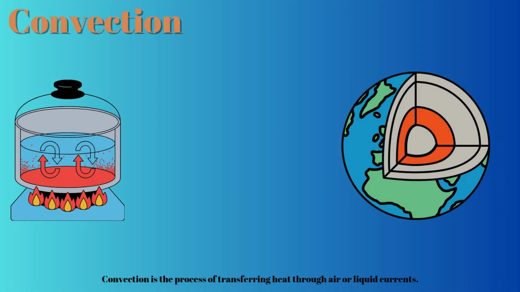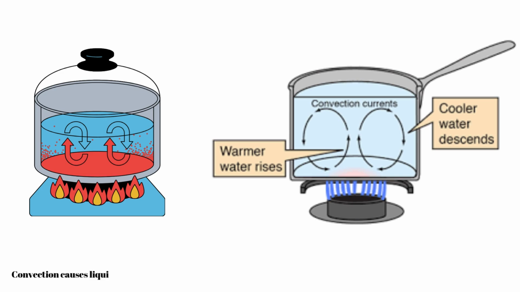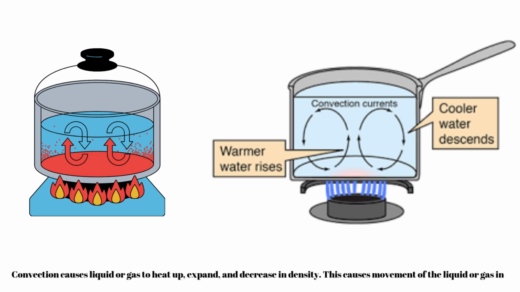Convection is the process of transferring heat through air or liquid currents. Convection causes liquid or gas to heat up, expand, and decrease in density. This causes movement of the liquid or gas in a convection current.